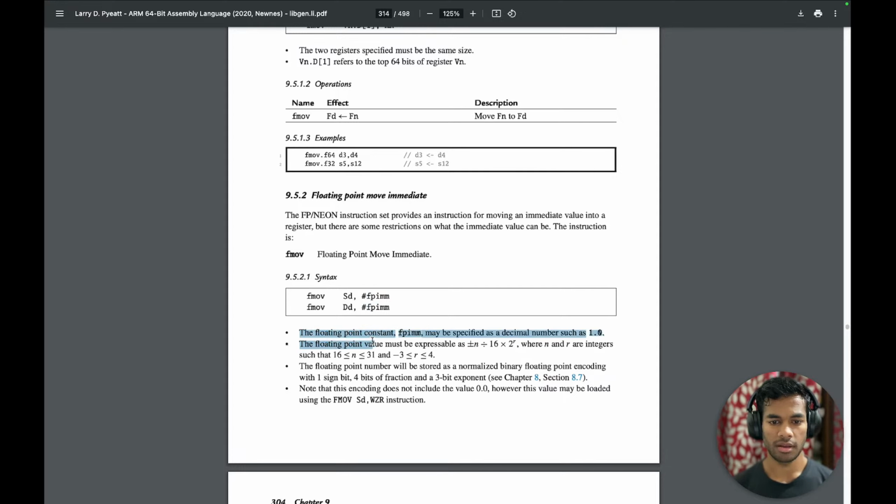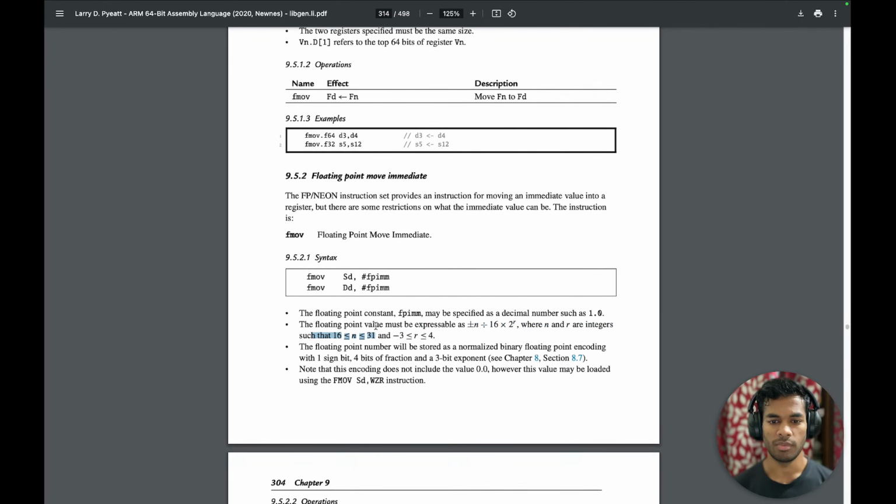The floating point constant, FP floating point immediate, may be specified as a decimal number, such as 1.0. The floating point value must be expressed as plus or minus n divided by 16, times 2 to the power r, where n and r are integers such that n is between 16 and 31, and r is between minus 3 and 4, included. Minus 3 and 4 are included there.